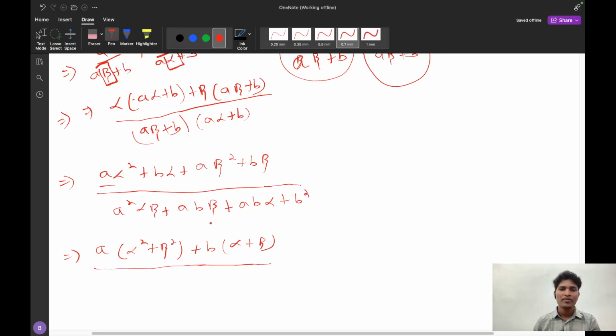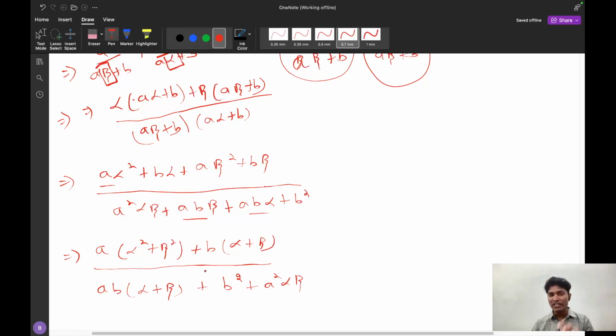Divided by, here there is ab beta and ab alpha, I can take common ab into alpha plus beta, and there is b square here, I can simply write b square, and here there is a square alpha beta.